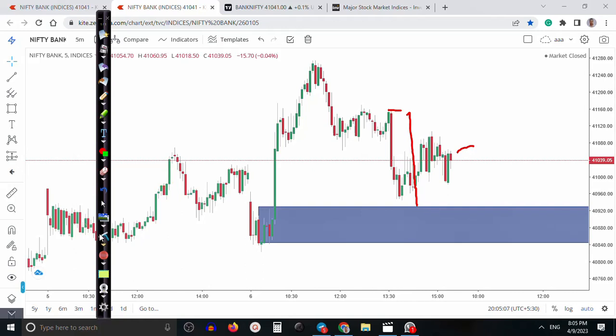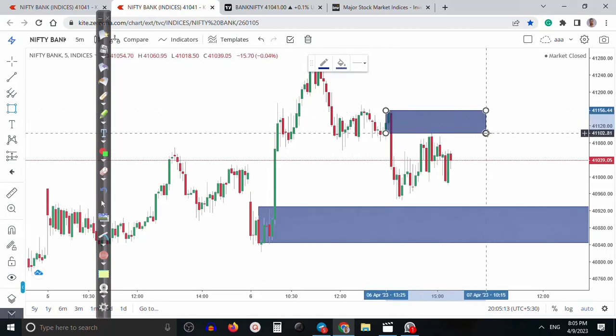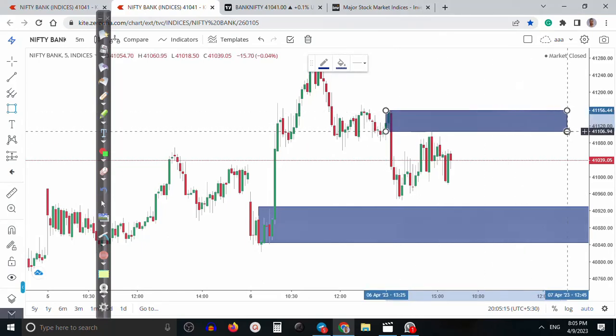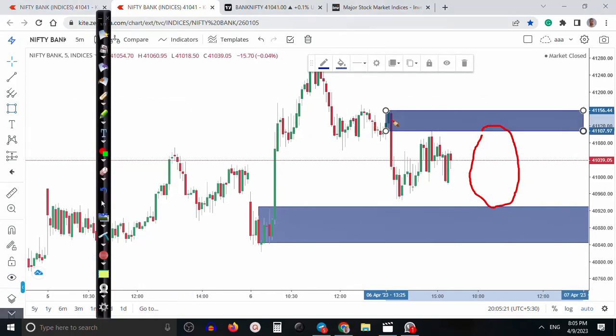So let me draw the supply zone now. So this is called the supply zone, still seller territory. This is called seller territory. Which one? This area is still seller territory. Why? We have seen a sharp price move in this area, and right now price is running sideways. Sideways is the most important level where big players are building their orders. Remember, that is the most important thing.